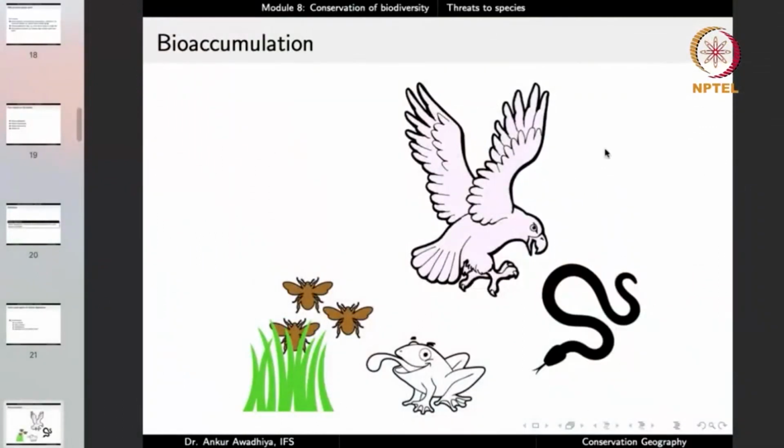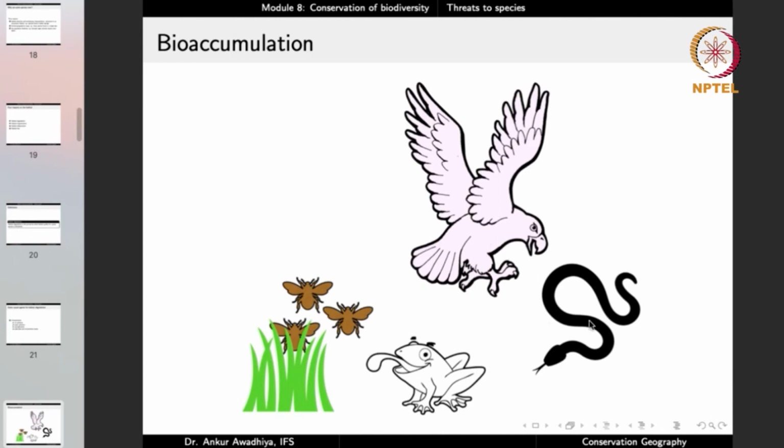Now if we look at the food chain, if we have a frog and the frog is eating these insects, a frog will typically eat tens or hundreds or thousands of insects, and the pesticides in the bodies of all of these insects will get accumulated in the body of the frog. Moving up the food chain, a snake will eat several frogs, and the pesticides in the bodies of all of these frogs will become accumulated in the body of this snake.